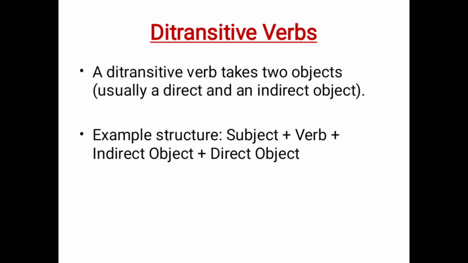The third is ditransitive verbs. A ditransitive verb takes two objects, usually a direct object and an indirect object. For example, the structure should be subject, verb, indirect object and direct object. Now let's come to the quiz.